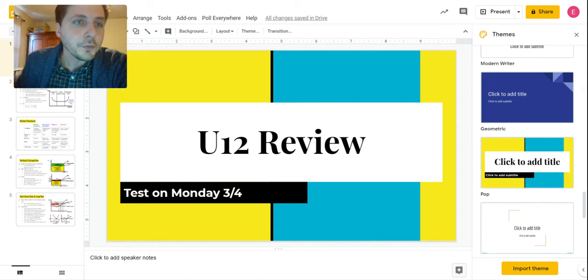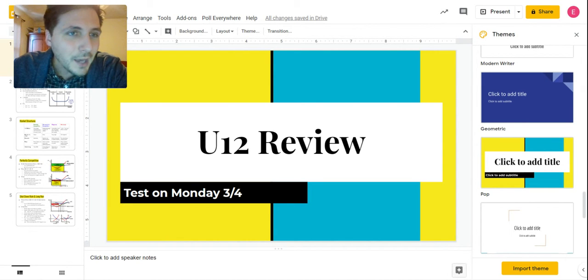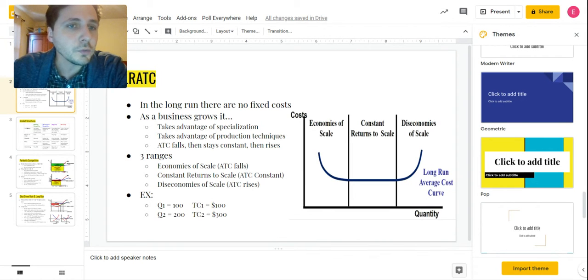Now I'm going to go over the other things you could be tested over that are not that graph, but I'll talk a little bit about the graphs as well. So our first video was just over long run average total cost, or LRATC.